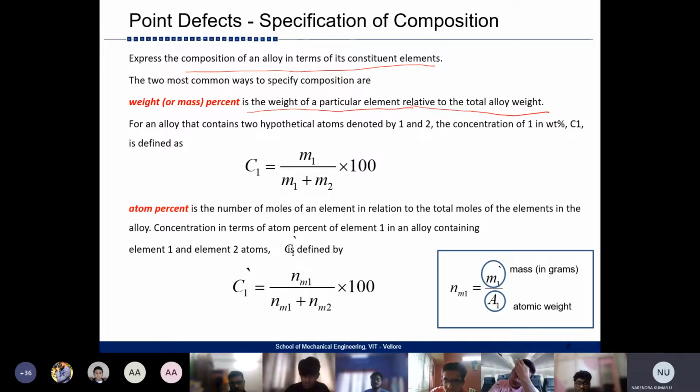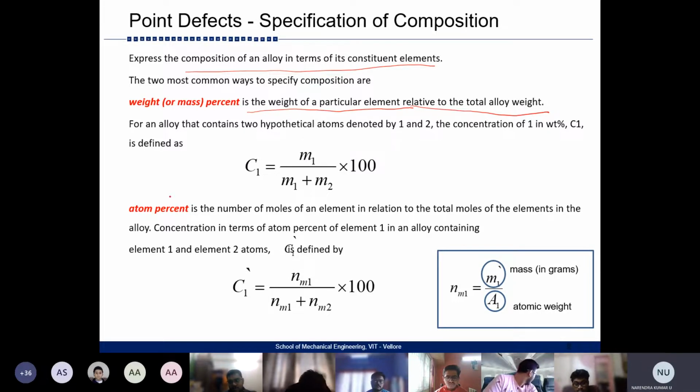So in a class there is a total number of students, boys and girls. If I want to know the percentage of boys, what will be the formula? Number of boys divided by total students times 100. That's it. The same thing is written there. The same way you have to find the weight percentage of a system of a particular composition.